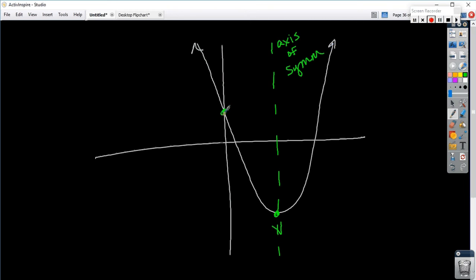Here, that is my y-intercept, right? Because this is the x-axis, this is the y-axis. So the x-intercept, which one gives me the y-intercept? C. So that's C from your equation.